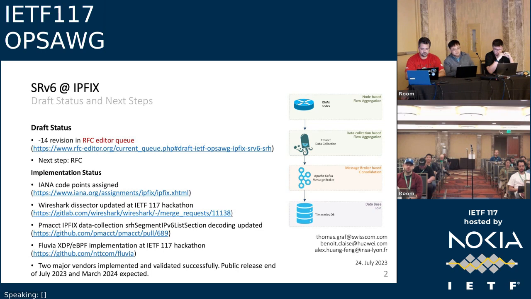Therefore, we implemented the dissector in Wireshark. It's publicly available. In pmacct, the IPFIX data collection, we implemented the SRH segment IPv6 list section decoding. And in the IETF 117 hackathon, the colleagues from NTT Research implemented an XDP eBPF implementation there. On the closed source side, we have two major vendors who are working on an implementation. One should be released pretty much at the end of July, and another one early next year. That's on the SRv6 side.